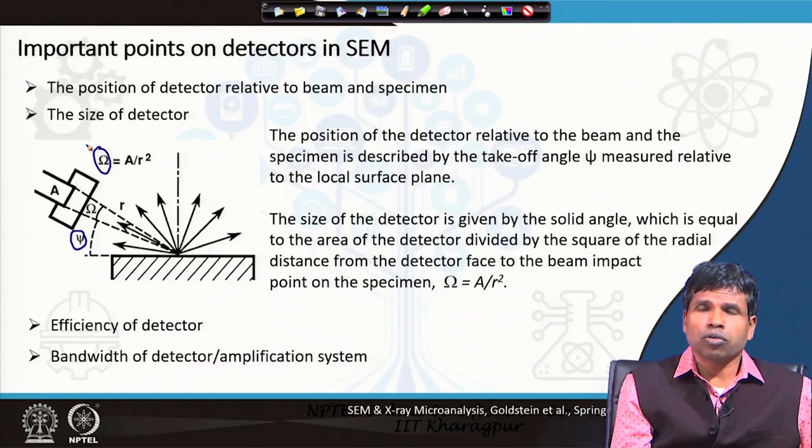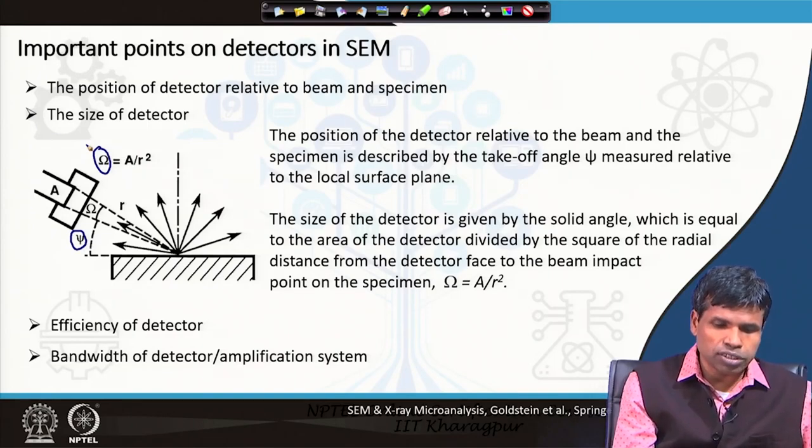Backscattered electrons have a larger or wider range of energy. Therefore, it is important that the detector should be able to process all the backscattered electrons of different energy, but actually the detector may not be able to process efficiently when the energy range of the backscattered electrons is wide. So, here comes the importance of the efficiency of the detector, a detector which should convert all the electrons that are striking its surface to a detectable signal. That is the efficiency of the detector, and next is the bandwidth of the detector or amplification system.